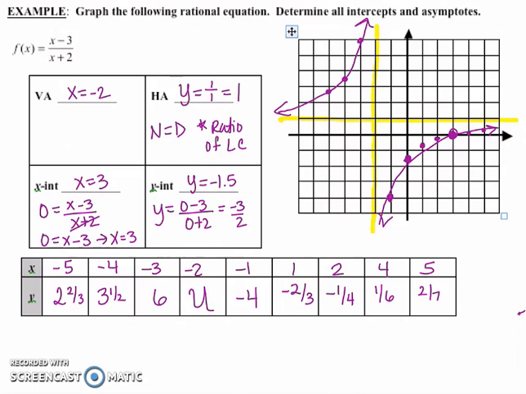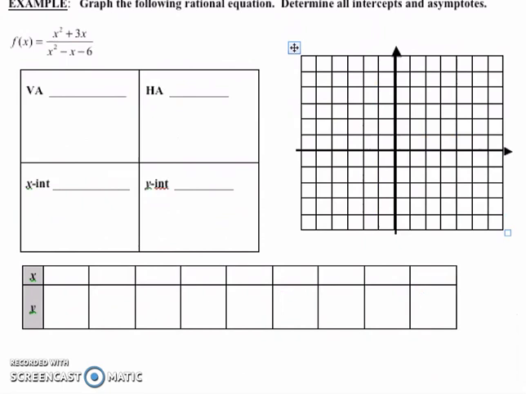Moving on to the next example, let's try another one. We're going to graph this rational equation. Now this one looks like it has a numerator that can be factored and a denominator that can be factored. In the numerator, we can factor out an x. And in the denominator, that's an easy factor. Two numbers that multiply to make negative 6 and add to make negative 1 are going to be negative 3 and positive 2.